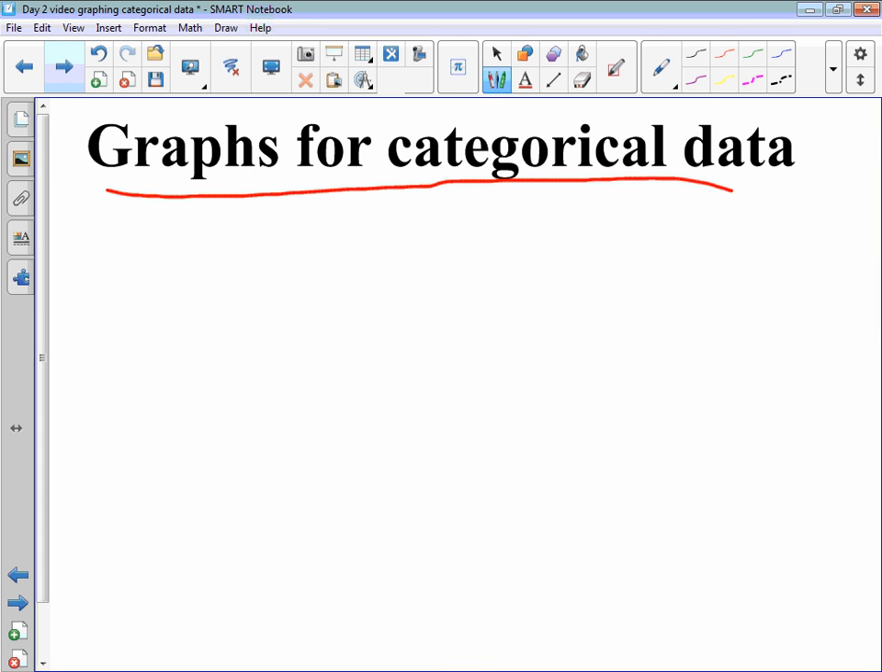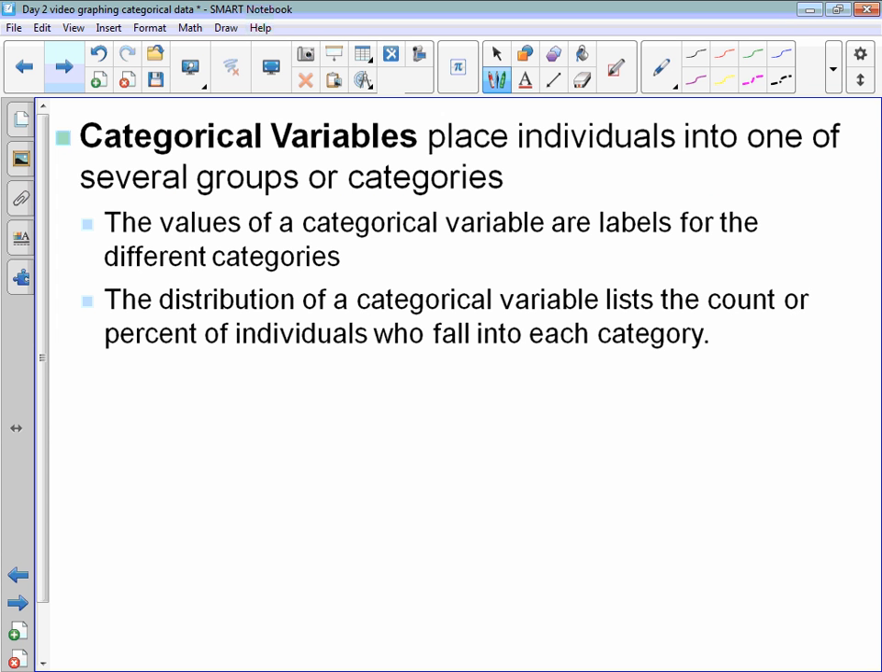So we're talking about graphs for categorical data. And the question is, what is categorical data? Well, if you remember from last video, categorical variables place individuals into one of several groups or categories. And the values are the labels for the different categories. So red, blue, green would be the values. The distribution just lists the number of counts or the percents of individuals who fall in each one. So we can list the counts, or we can do a percent of the individuals. Let me show you what that looks like.